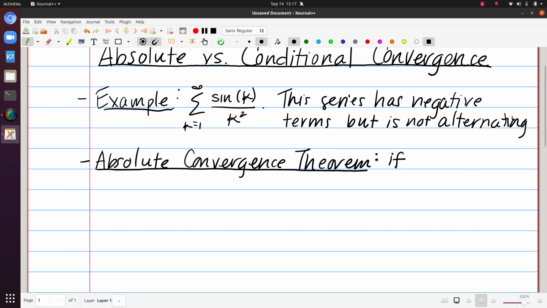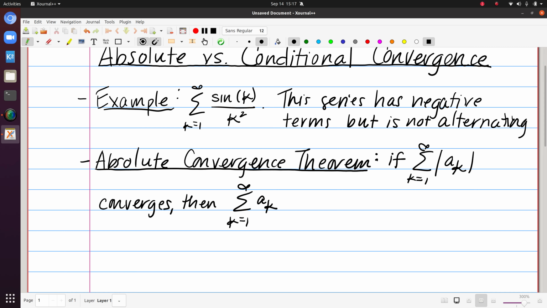So this theorem says that if you know that the sum from k equals 1 to infinity of the absolute value of a sub k converges, then it must be true that the sum from 1 to infinity of just a sub k converges as well.